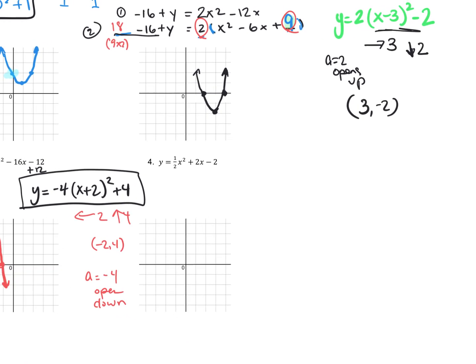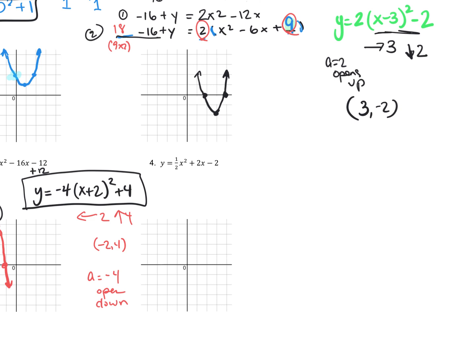All right, let's try this next one. The other one, I just want to make sure that we pay attention. Slightly different, but the rules stay the same. Everything does the same thing. First thing we do is move 2 over. So we're going to add 2 and add 2. And I'm just going to start this up here. So 2 plus y equals 1/2 x squared plus 2x.